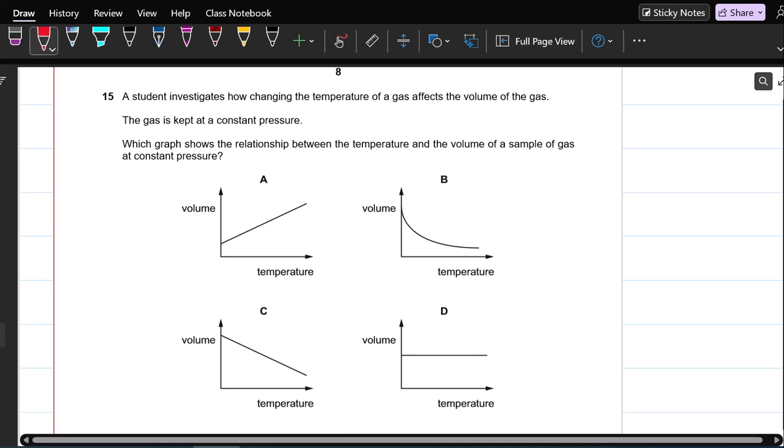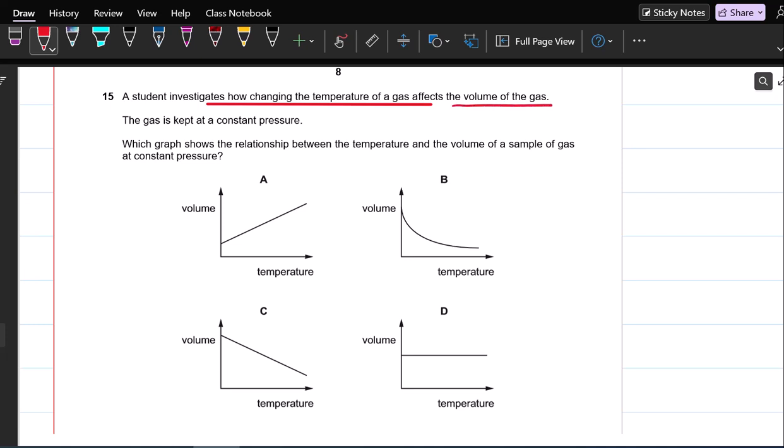A student investigates how changing the temperature of a gas affects the volume of the gas. So from this statement, remember temperature is directly proportional to volume. If temperature increases, volume of the gas is going to increase. Or you can say if volume increases, temperature is going to increase. So here the gas is kept at constant pressure. Which graph shows the relationship between temperature and the volume of a sample at constant pressure?